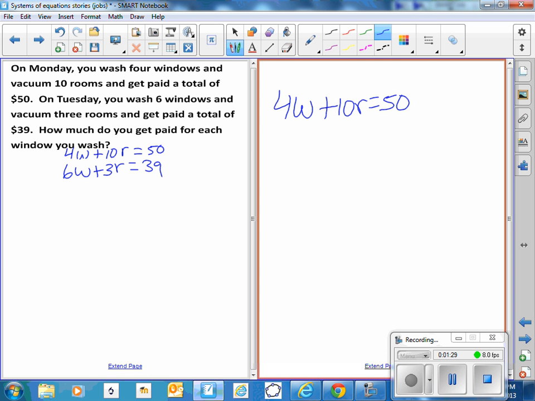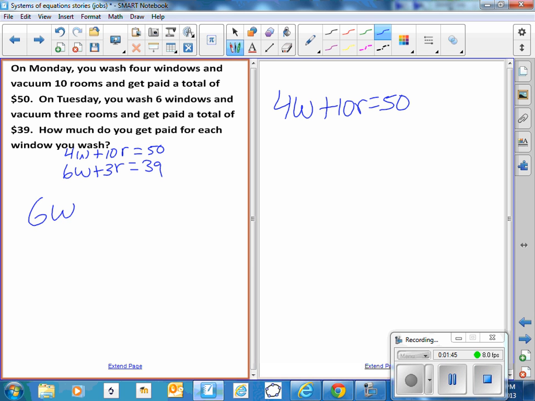So as I look at that one, I see that 10 and 4 do not divide evenly. I'm going to start with the other one, 6w plus 3r equals 39, because 6 and 3 divide evenly. If I subtract 6w from each side, why am I subtracting the larger number, 6 being larger than 3?